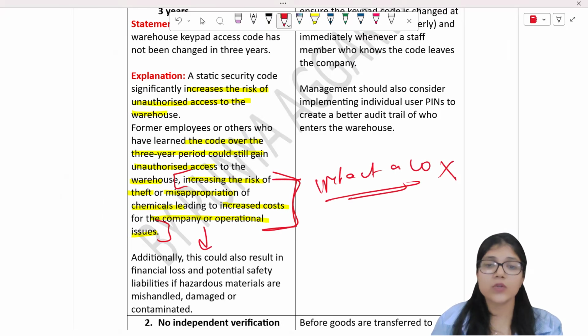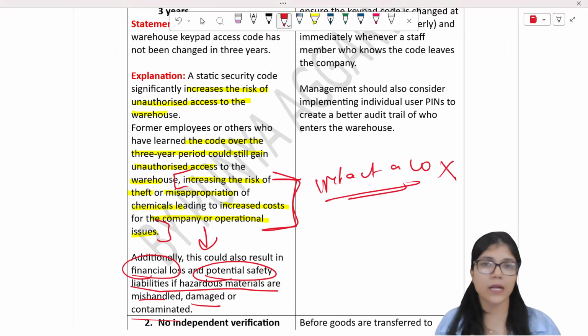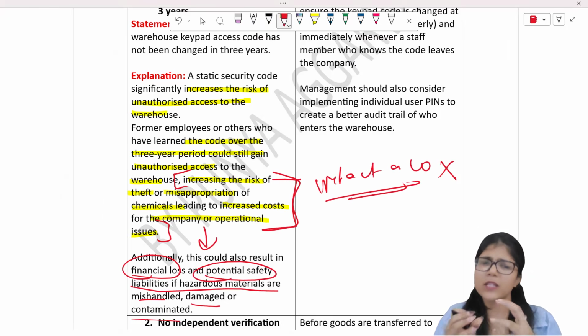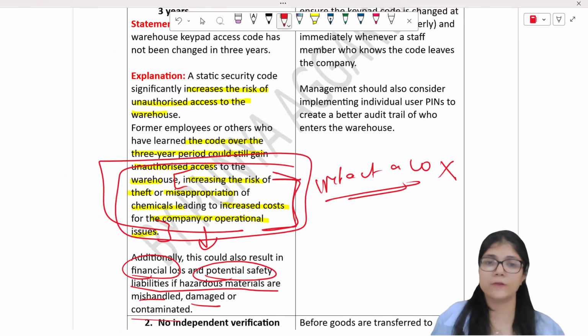Okay. Additionally, this could also result in financial losses and potential safety liabilities if hazardous materials are mishandled, damaged, or contaminated. Probably because everybody is coming in, going out, using the material, etc. Because it is chemicals, it could be hazardous also, so it can impact from that perspective. This is a little extra perspective that I've tried to give you. You might or might not write it. It is fine, but this is the main aspect of your answer.